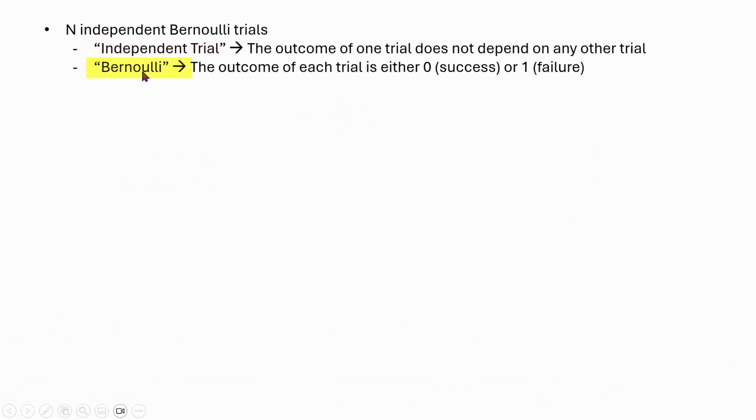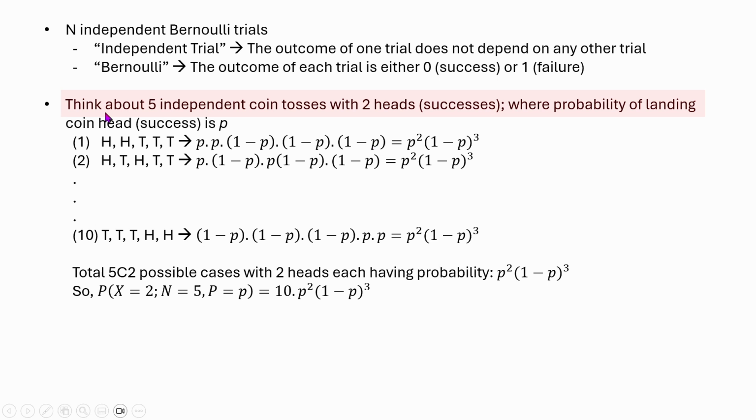So what is Bernoulli trial? Bernoulli trial means the outcome of each trial is either 0 or 1. Actually, here is a mistake. This should be failure and this should be success. So think about 5 independent coin tosses with 2 heads, that means 2 successes, and obviously the rest of the 3 are tails. And also assume that probability of landing coin head is P.